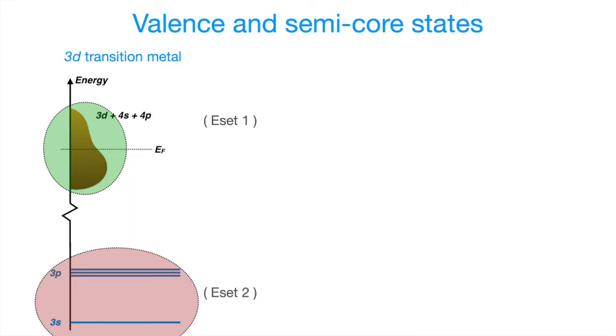By default, these valence electrons belong to one energy set, and the deep lying 3s and 3p states belong to the second energy set. In this tutorial I will show you how to instead treat these 3p and 3s electrons as core, assuming that they don't interact with the environment and they can be treated as purely atomic.